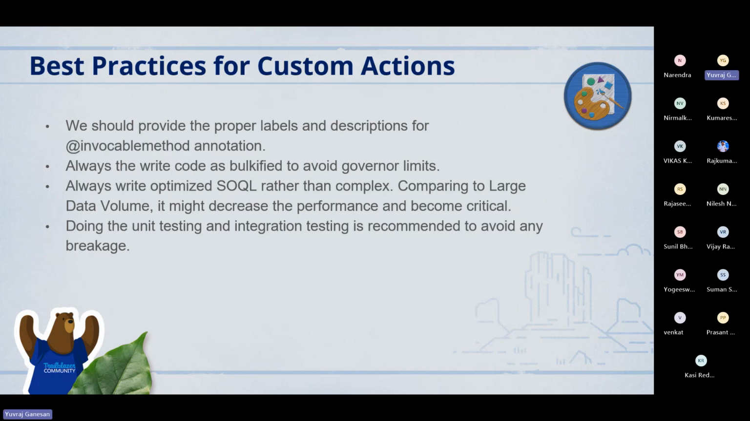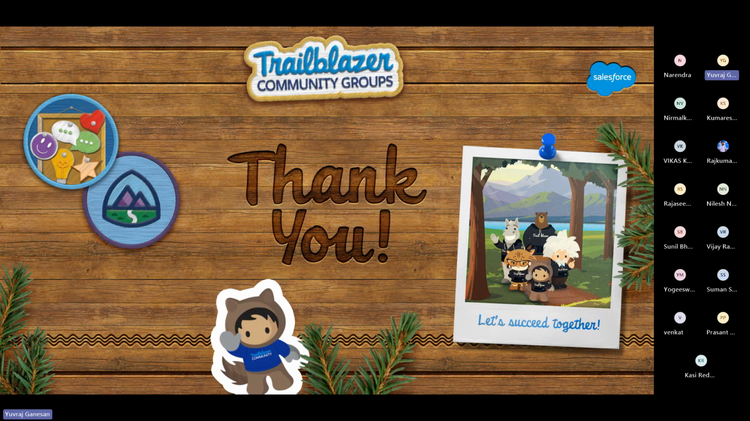And always do the unit testing if your invocable method has any integration related stuff or you're processing something from the integration. So you have to do thorough unit testing and integration testing to avoid any breakage here. So yeah, that's all about Einstein Copilot with custom action. Does anyone have any questions?